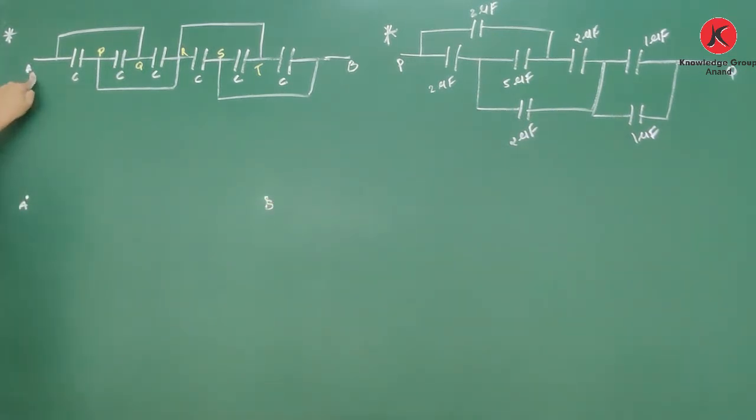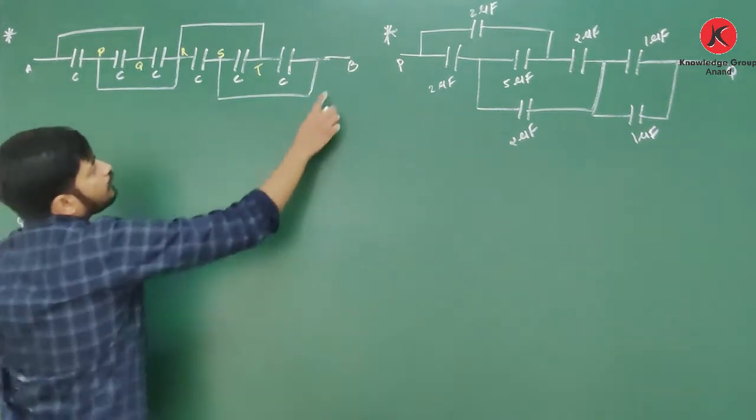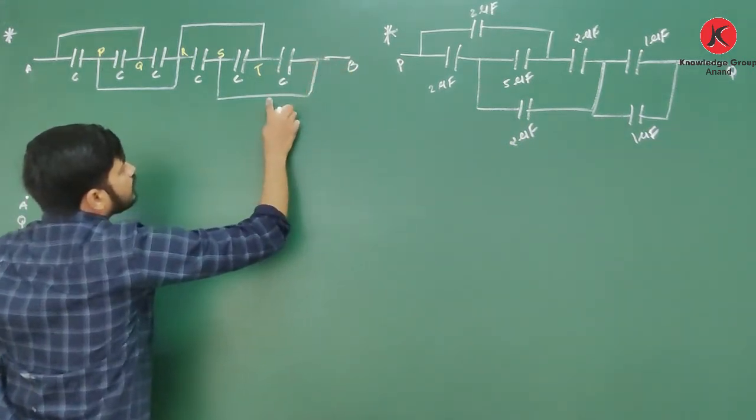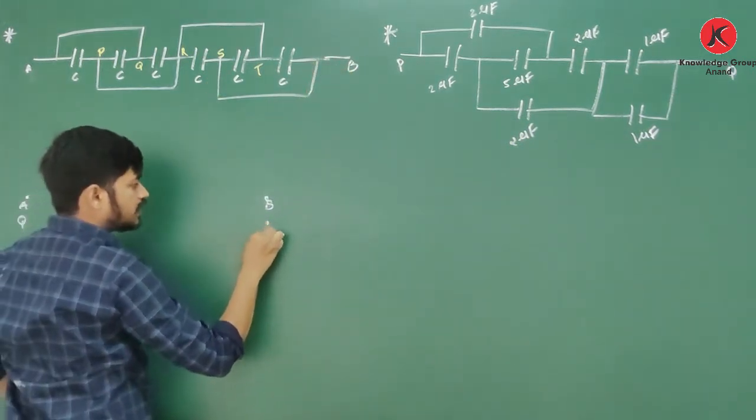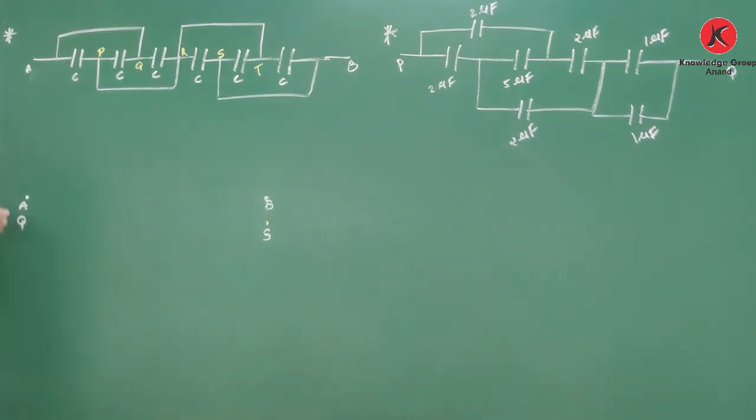Now, what is the common point of A? The common point of A is Q. What is a common point? If between 2 points there are no electrical components, meaning resistor, capacitor, inductor or battery, they are called common points. So the common point of A is Q. Similarly, what is the common point of B? The common point of B is S. Simple.